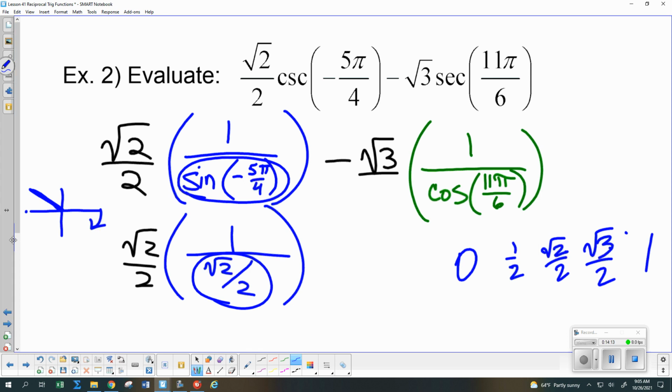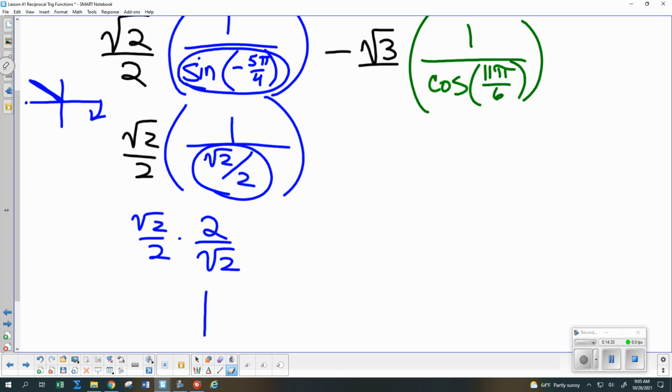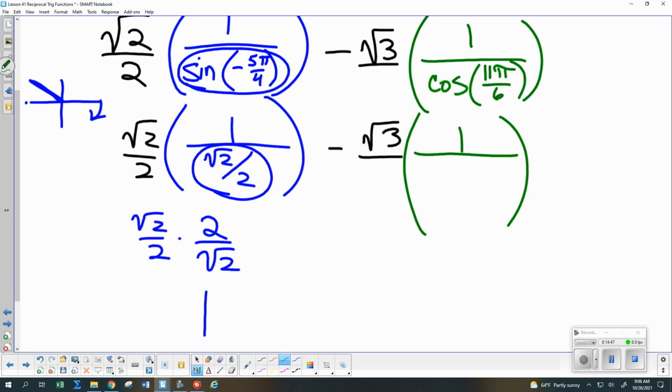That means that piece becomes root 2 over 2 times 2 over root 2, so that piece of the complement becomes a positive 1. Then we still need to do the second part of it. For this one, I have minus root 3 in the numerator, and then I need 1 over whatever the cosine of 11 pi over 6 needs to be. So this time I need to go in the positive direction.